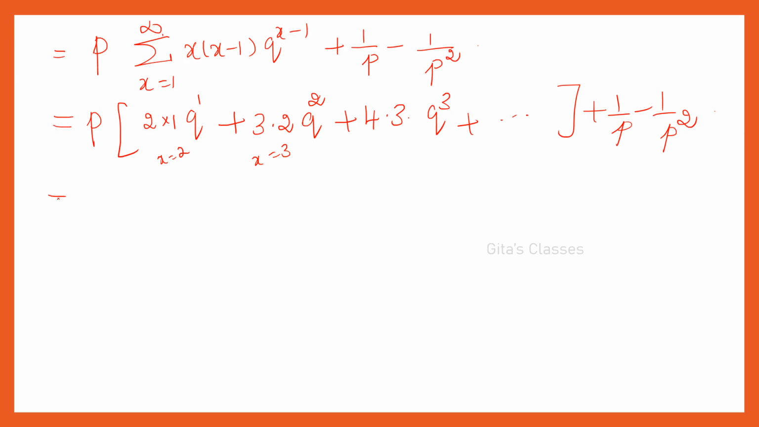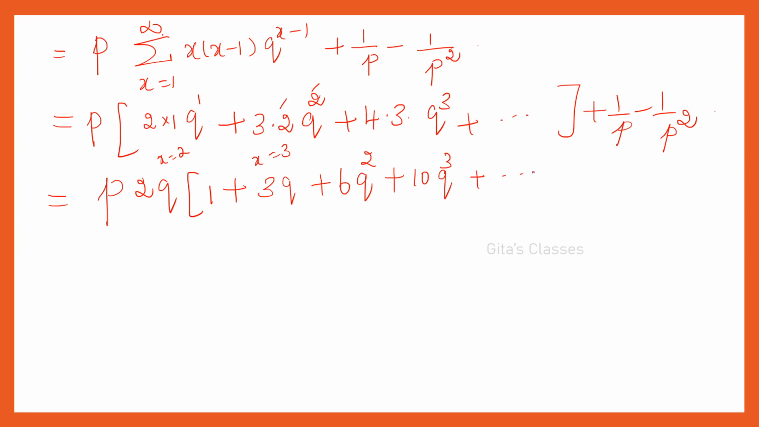Okay, so now what is common in this? 2q is common in all the terms. Have you observed? So 2q I can take it outside: p into 2q into 1. First term we have only 2q, so I am taking it outside. It will become 1 plus 3q, right? Plus 6q squared. Plus, if you want you can check the next term, it will be 10 q cubed, plus etc., plus 1 by p minus 1 by p squared.